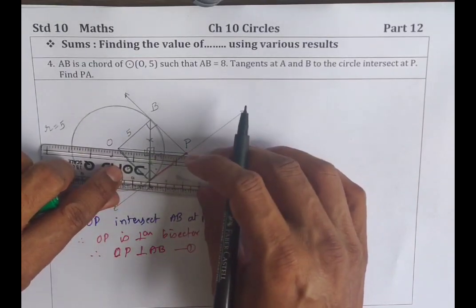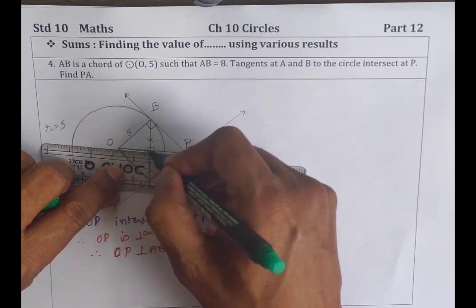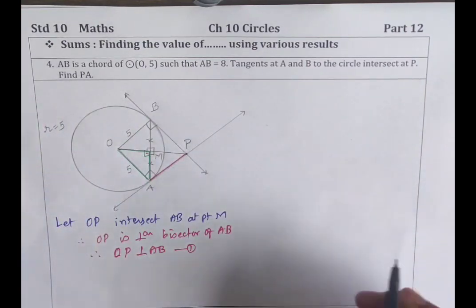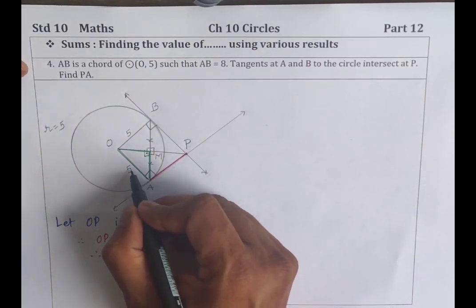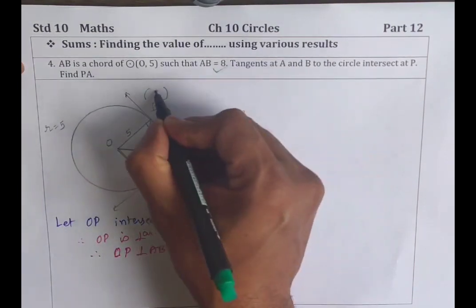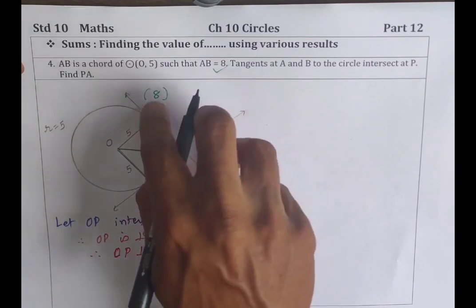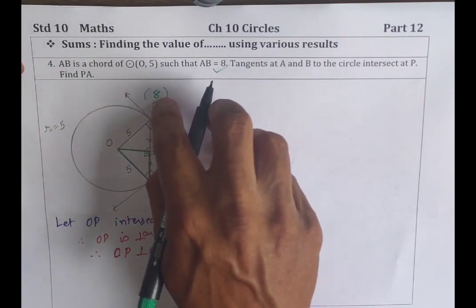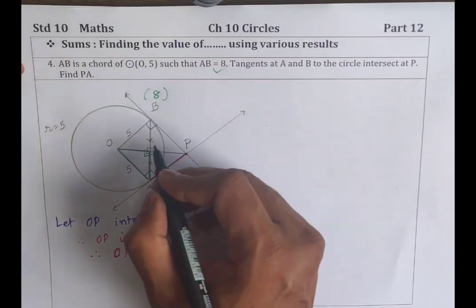Green one is the smallest right triangle. Can you see, children? Alright. Now, this is 5 and you know AB is 8. It's given. AB is 8. See, line segment AB. I have written outside, on B, a bracket. That shows AB equal to 8.